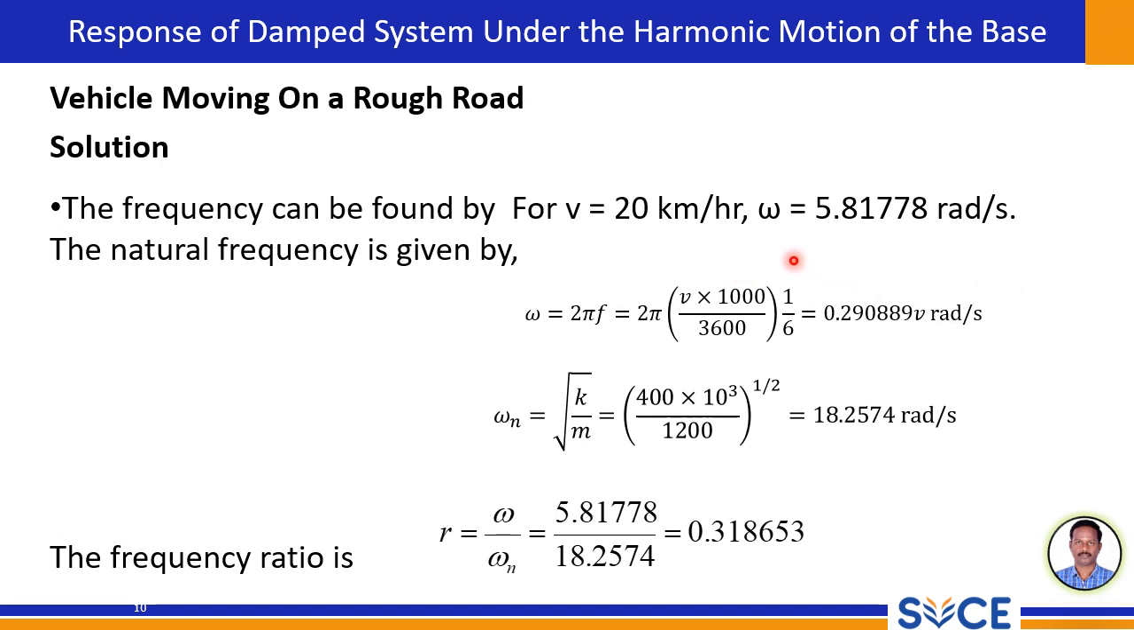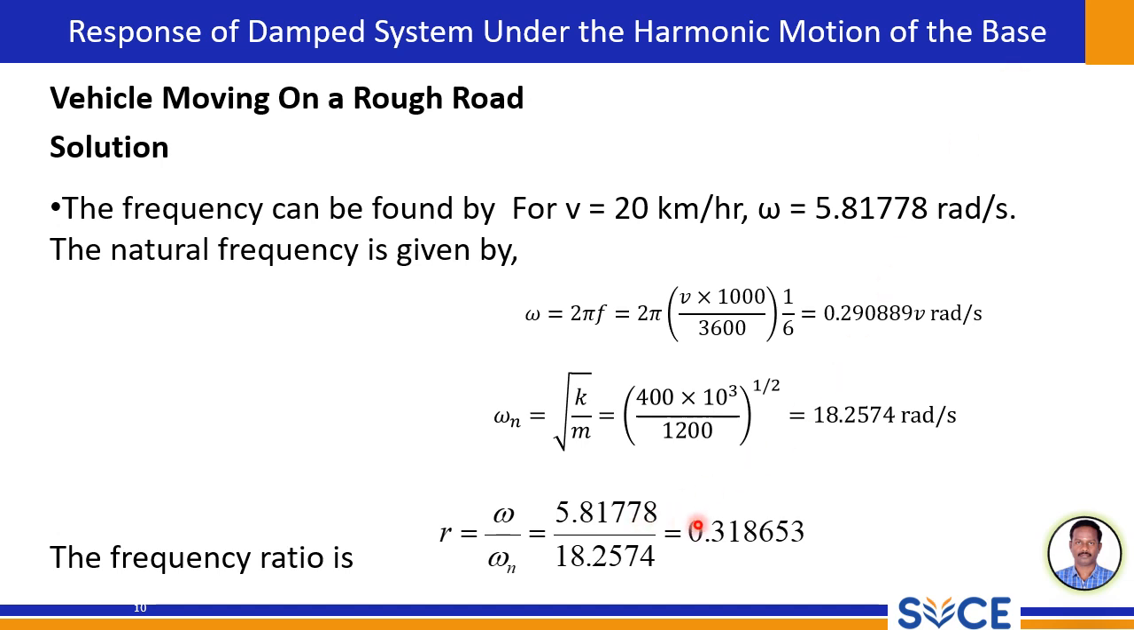We use that omega equals 2 pi f, where f is the frequency in hertz. We can express f in terms of vehicle speed v and wavelength, which is 6 meters. After converting the speed to meters per second and substituting, we get omega as 0.29 v radians per second. With v being 20 kilometers per hour, we find that omega is 5.8178 radians per second.